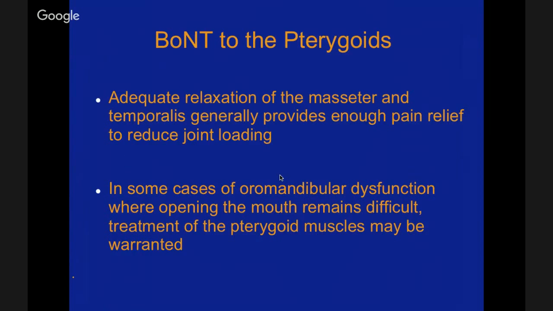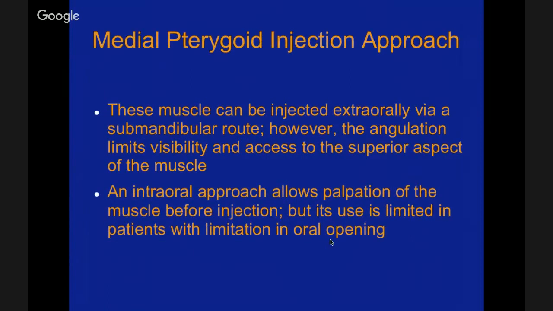Adequate relaxation of the masseter and temporalis is generally enough to provide pain relief and reduce joint loading, but in some cases, such as in oromandibular dystonia, where opening the mouth remains difficult, treatment of the pterygoids can be helpful. And you usually want to treat the masseter and the temporalis first, though.